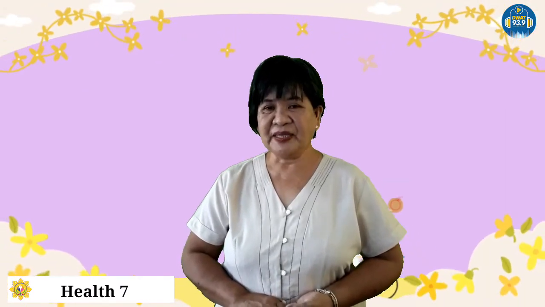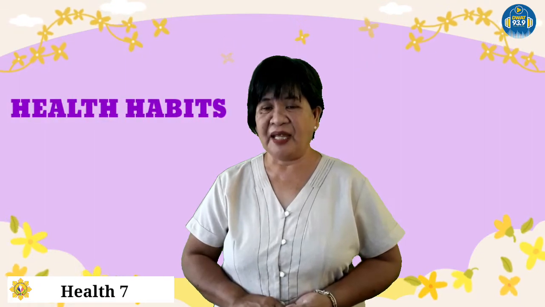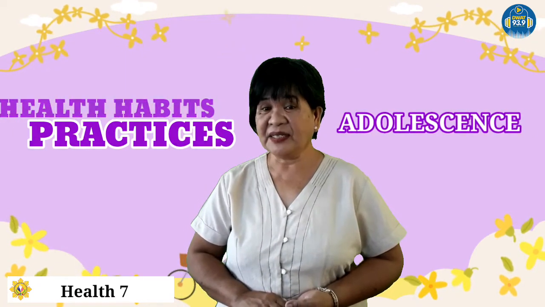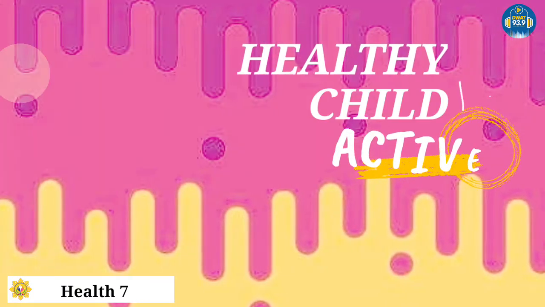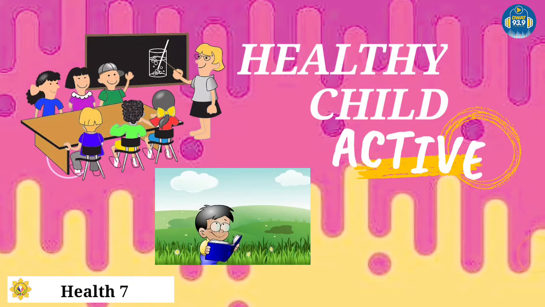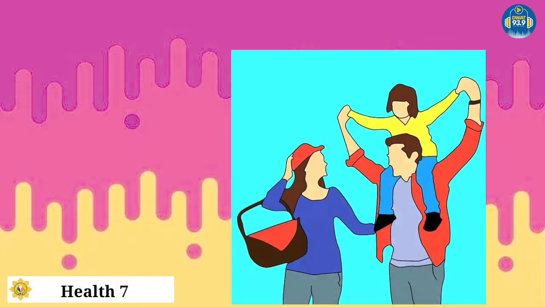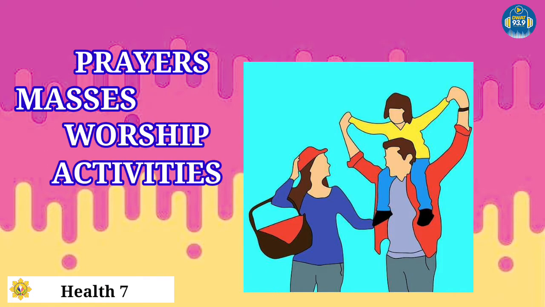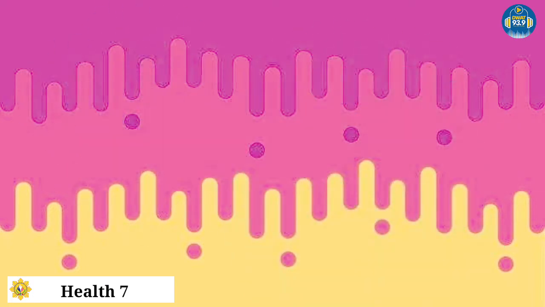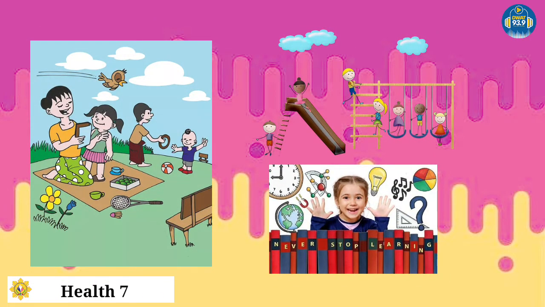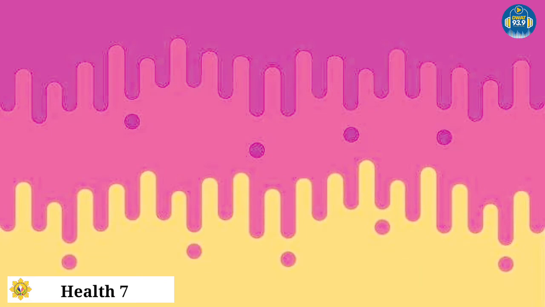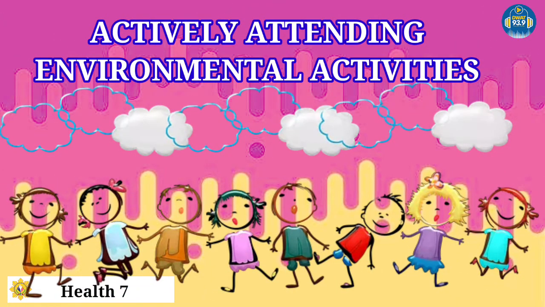Let's continue the first episode of Health 7, which is the health habits and practices of adolescents in order to achieve a holistic health. Now, let's dig into it. A healthy child is active at home and in school. He is active to do the household routine like cleaning the house and the backyard. He has time to join with his parents in prayers, attending masses, and worship activities. He is alert and participates in classroom activities. He enjoys being with friends, classmates, and other children in the school. He is also practicing and actively attending the environmental activities in their place like tree planting and waste segregation.